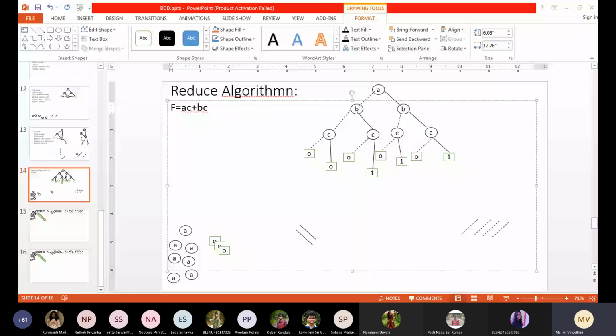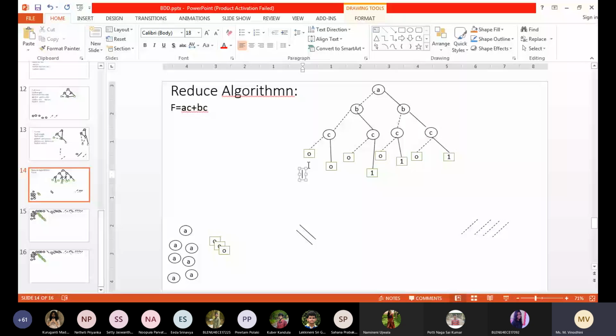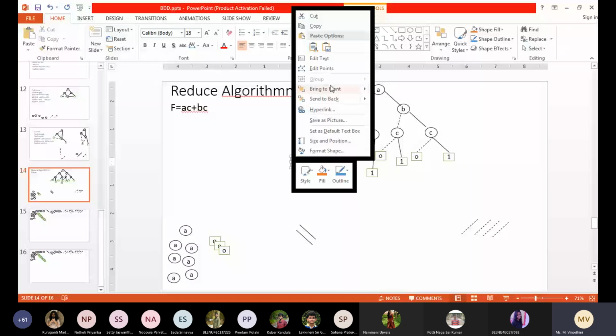Now let me tell you how you have to do it. First take all the leaf nodes. Look at the value present in the leaf node, and as per that, you enter a number. This first leaf node has the value 0, so I am writing number 0. Like this, you have to fill it in for all the leaf nodes.